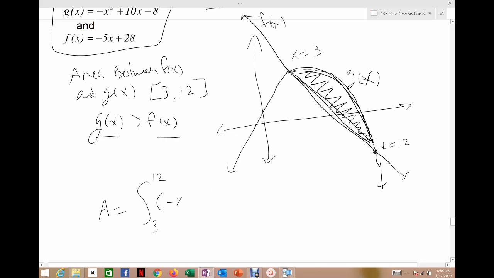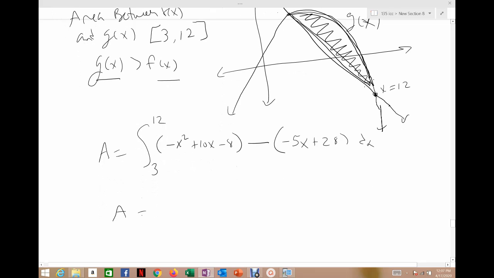So g of x was negative x squared plus 10x minus 8, and I'm going to subtract, and you need parentheses, f of x, which is negative 5x plus 28. All right, and then simplify it before you go to solve it. So make sure you're careful.